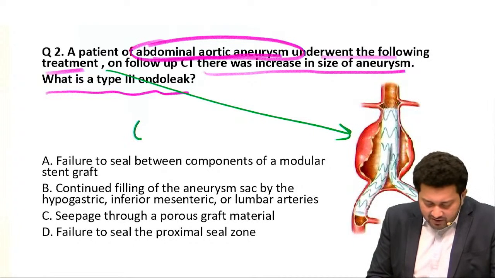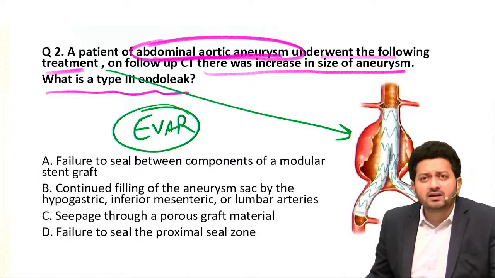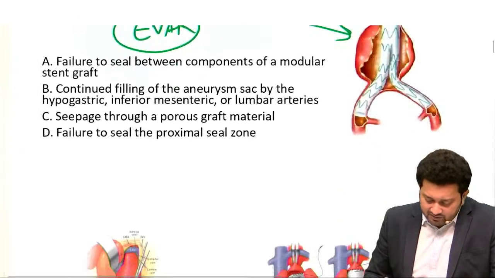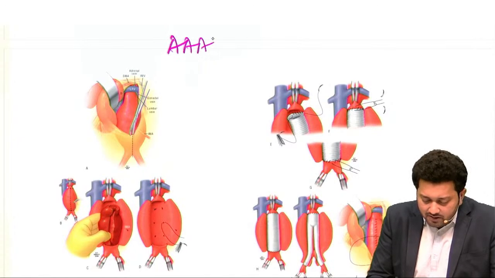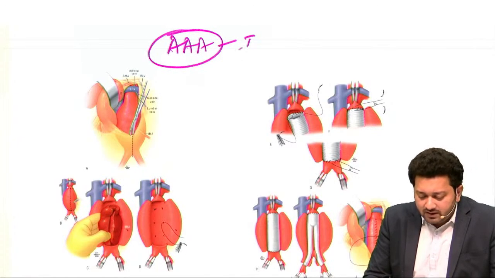Okay, what is this treatment? Yes, Harshita, very good. This is endovascular aneurysm repair. Now you see, when there is abdominal aortic aneurysm, this is a very important question. Indication for surgery.